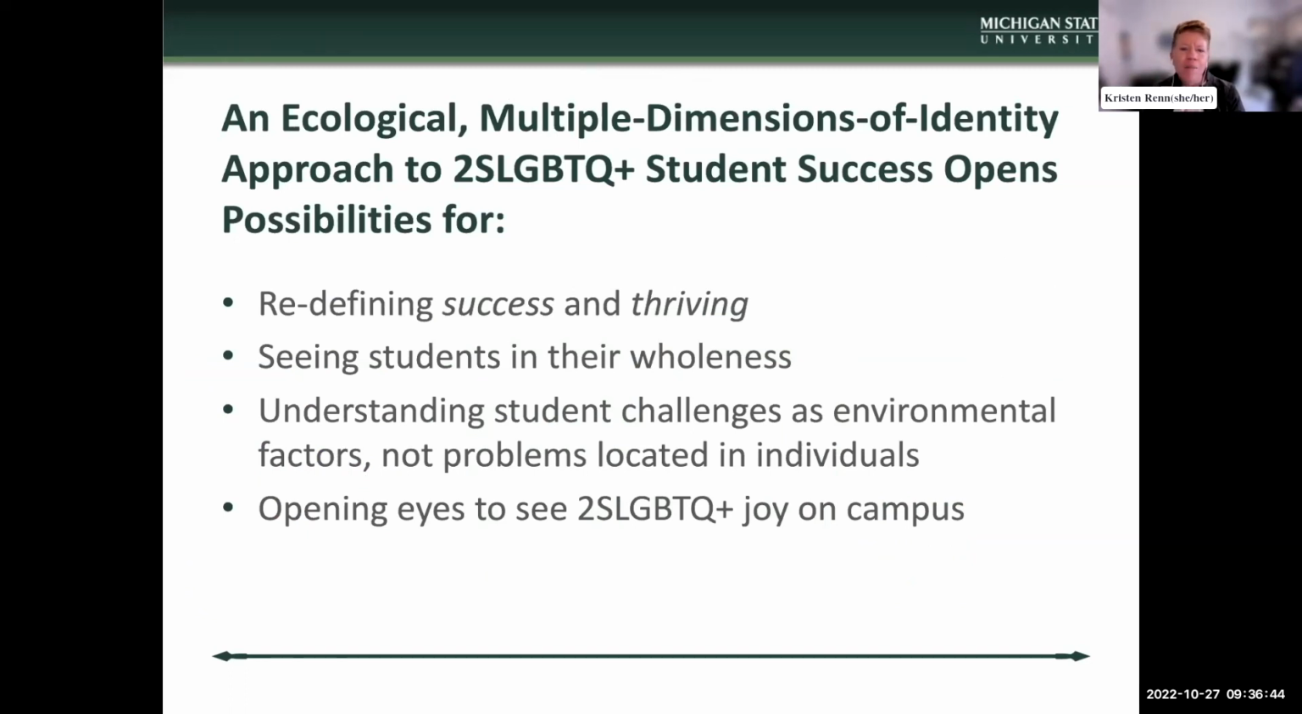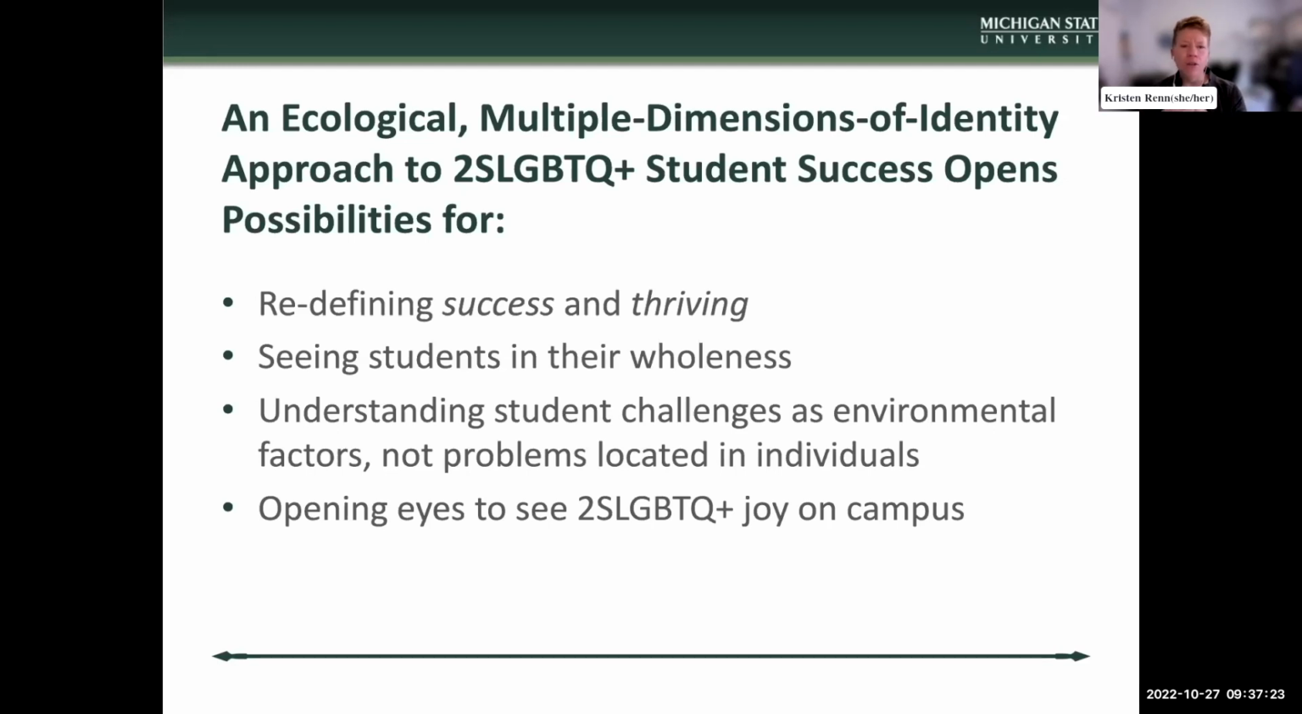Second to last slide. When we think about an ecological, multiple dimensions of identity approach to 2SLGBTQ plus student success, thinking about that in a holistic, ecological way, it opens possibilities for how we redefine success and how we redefine thriving. This kind of approach lets us see students in their wholeness. It helps us understand student challenges as environmental factors, not problems located in the individuals. We're not here to fix the queer kids, right? We are here to change our organizational culture and our structures and our policies so that they are more inclusive.